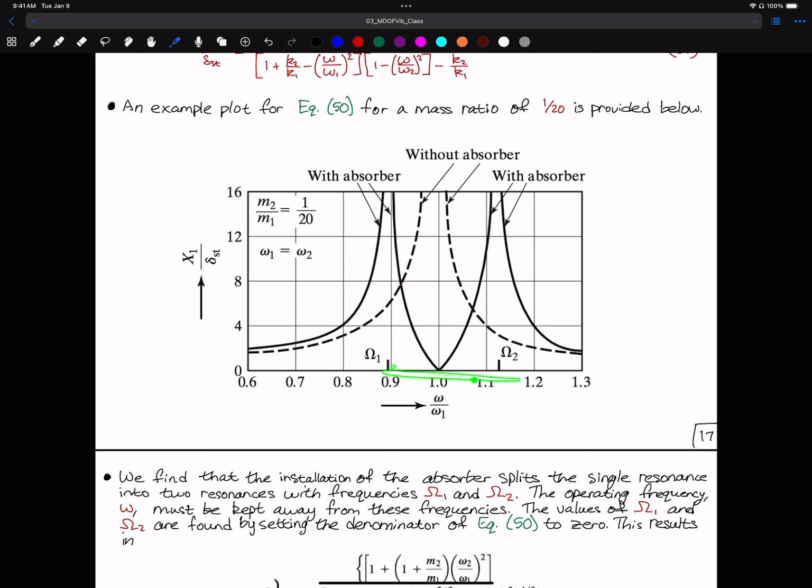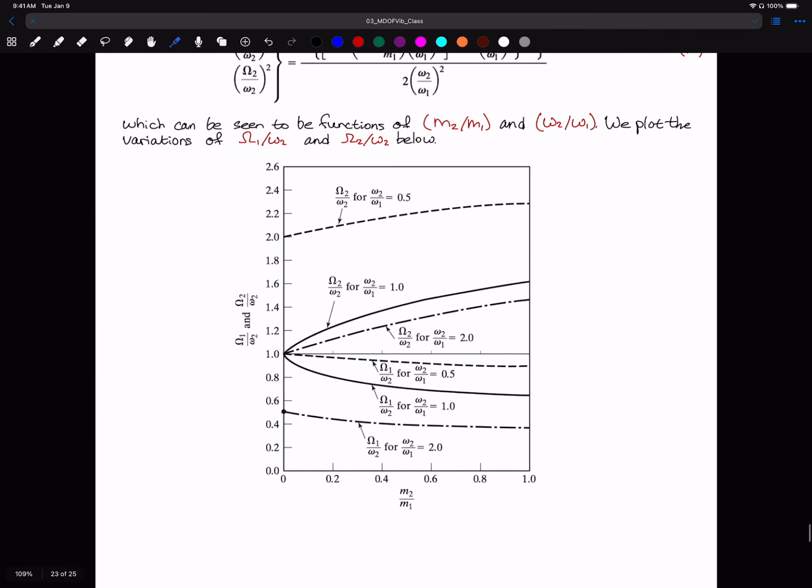So if we're trying to change the distance between these two new natural frequencies, we can do that by designing our absorber to maximize it. So if we know that we want to operate in this region, but this response is too high, what we can do is change our vibration absorber in order to widen the gap between these two new natural frequencies.